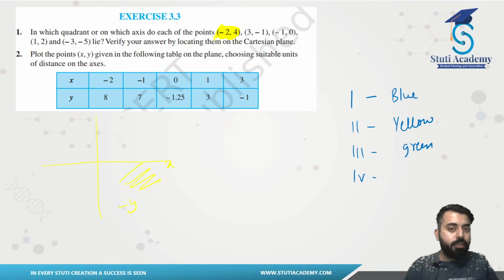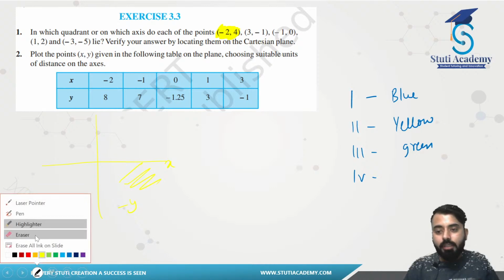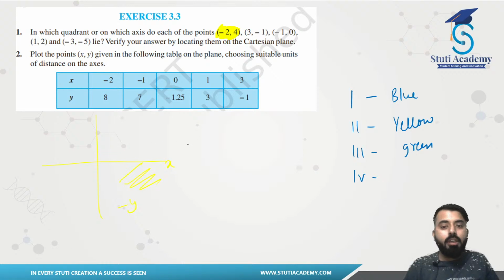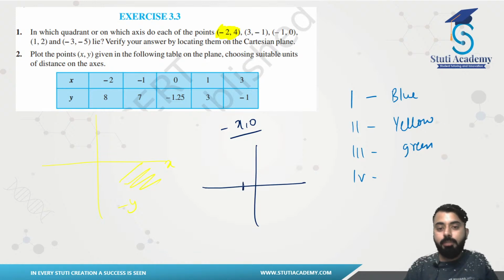Now again you have a negative x and a 0. You don't have any y value here, so it should be lying on your x-axis. If I just use the pen, you guys see, you have to just plot it on the axis here. So this will be on the x-axis.